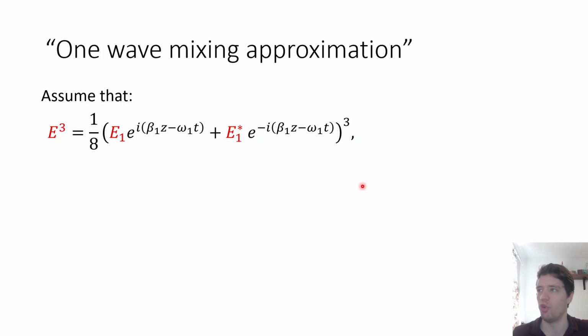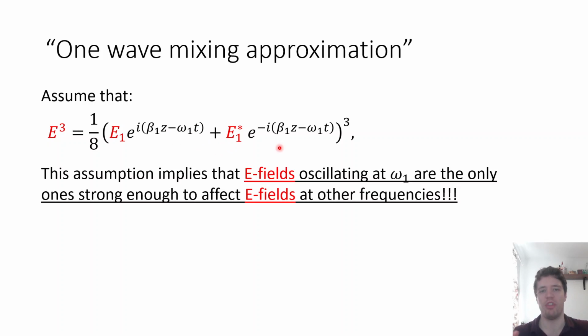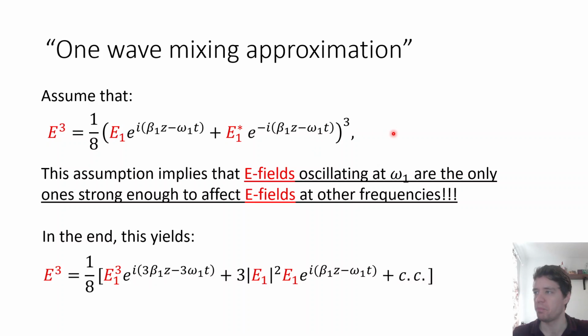Alright, so now we're going to introduce what I like to call the one-wave mixing approximation. Essentially, we're going to assume that the cube of the E field is just given by the cube of the omega 1 component, like so. In other words, even though we actually do have other frequency components present, we're going to assume that the dominant one is simply the omega 1 term. In other words, this implies that the frequency at omega 1 can actually affect other frequencies via this chi3 nonlinearity, but none of those other frequencies can affect omega 1, and they can't affect each other. So all of the nonlinear behavior is dominated by this omega 1 frequency term.